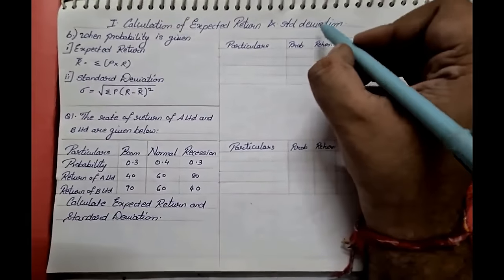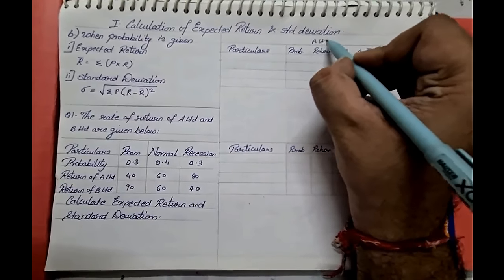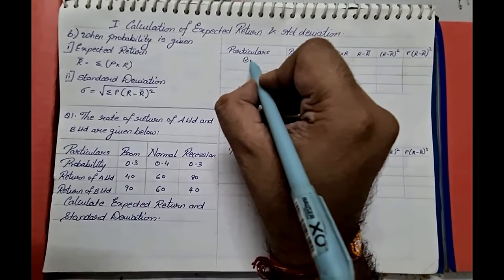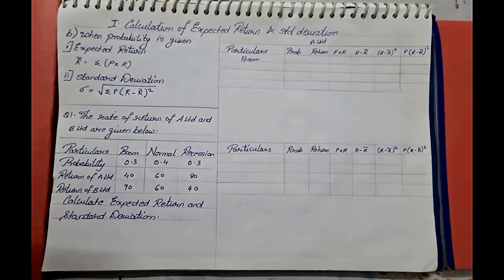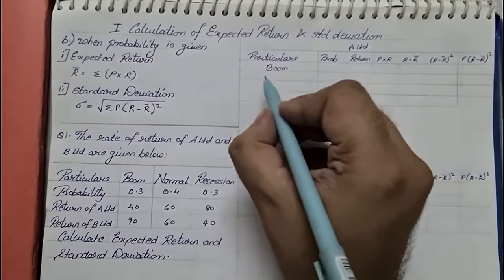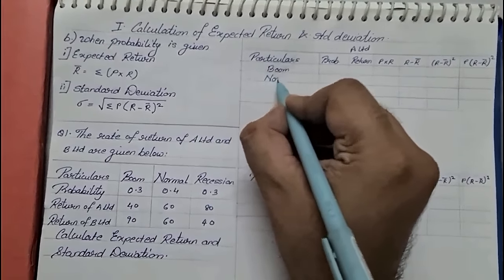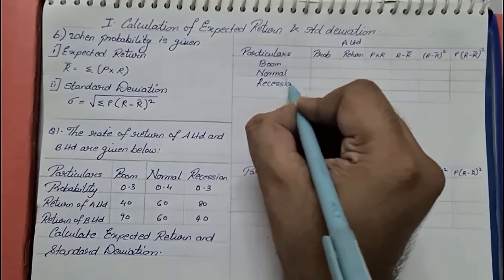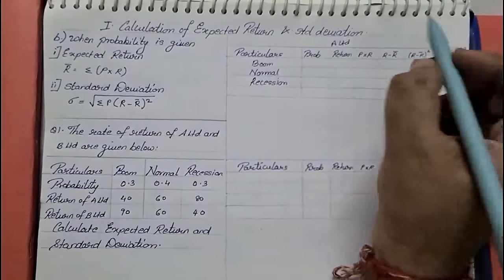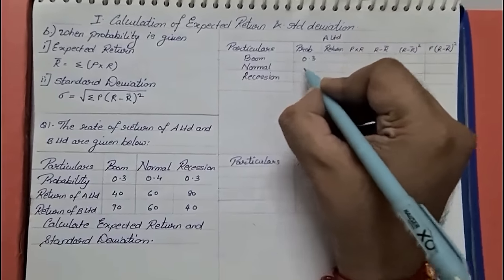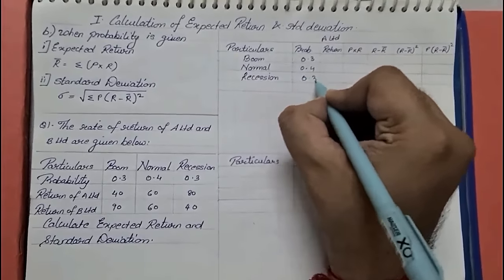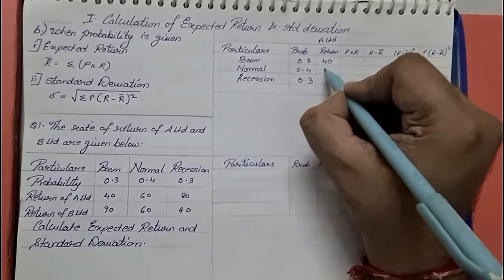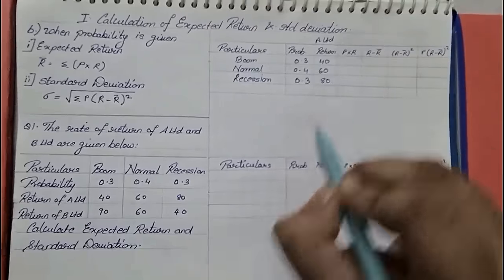First we are going to solve for A limited. So we'll note down this as A limited. In particulars we have been given 3 conditions. One is the boom period, the other one is normal period, and last one is the recession period. Now the probability which is given here is 0.3, 0.4 and 0.3. The returns of A limited are 40, 60 and 80.